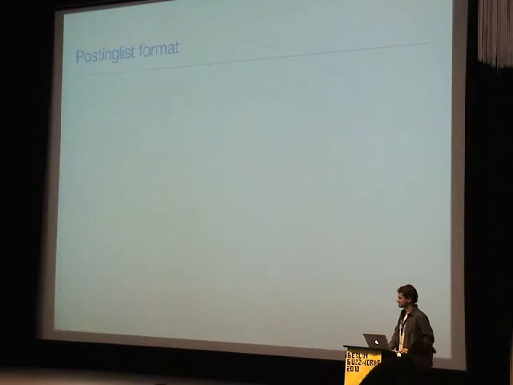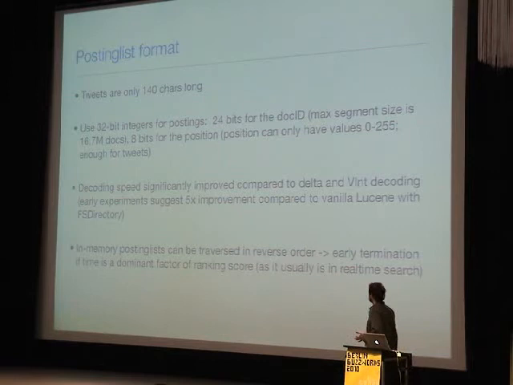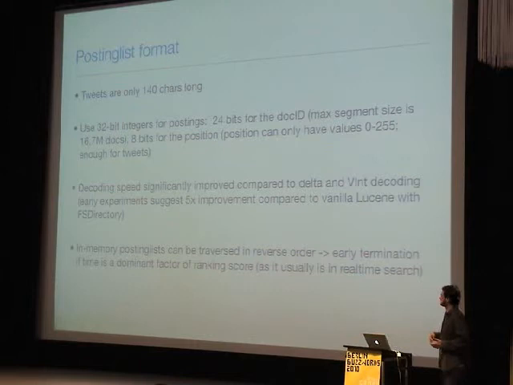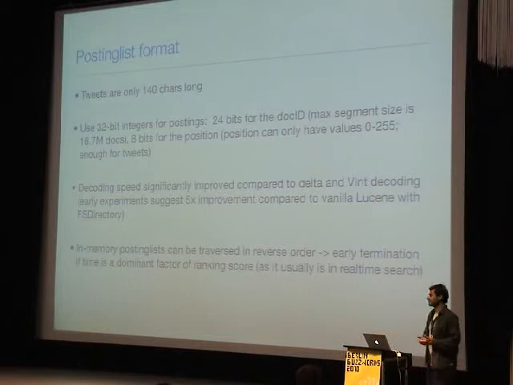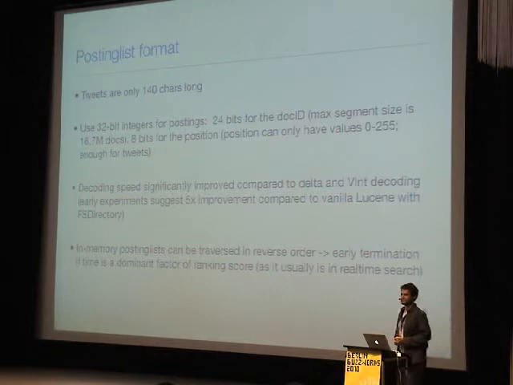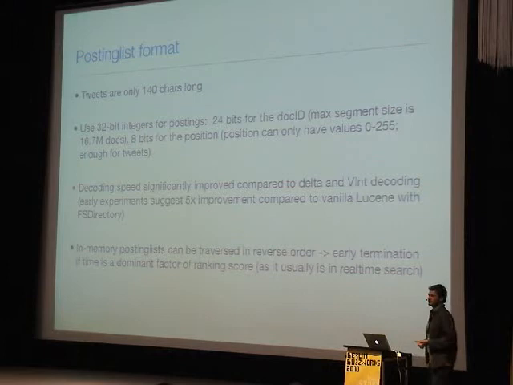So maybe it's interesting, I guess. Tweets only have 140 characters, which is a nice property, because what I did was I changed Lucene's posting list format. For every posting, I use just one integer, and an integer is 32 bits, so I use 24 bits to remember the document ID or the tweet ID, and so I still have 8 bits left. And the 8 bits I use for the positions, because no word in a tweet can have a position bigger than 255, so that fits easily into my byte.